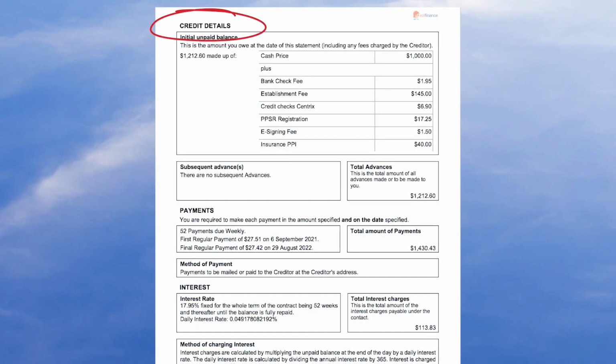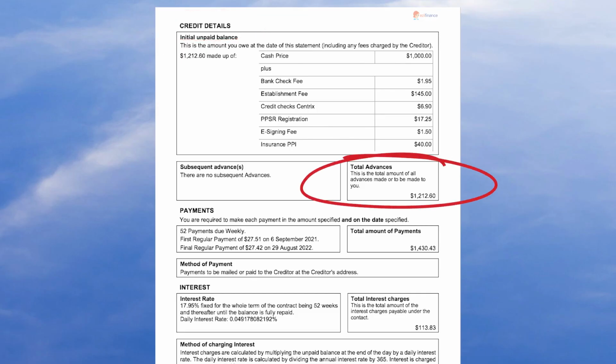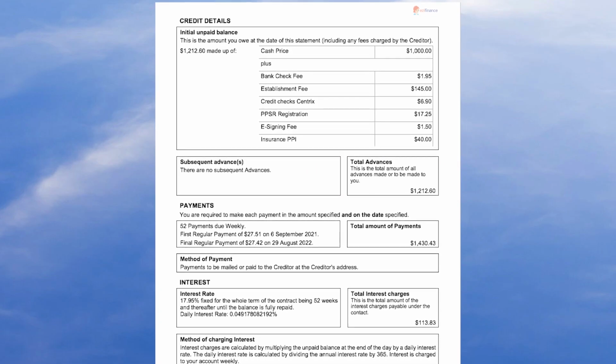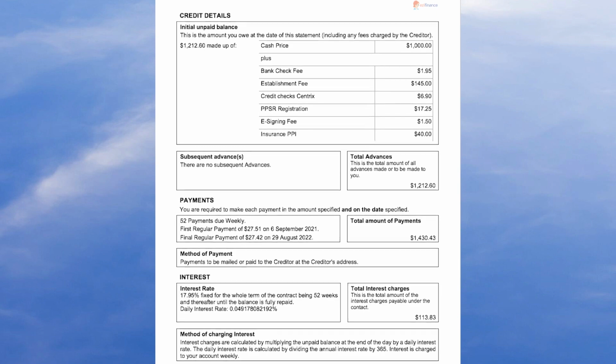Credit details. This shows the amount of the loan advanced to you, including all fees. Total advances. This is the total amount you have borrowed, including all fees. The types of fees you may pay include an establishment fee, credit check fee or bank statement fees. These fees cover the cost to Easy Finance to draw up the loan.